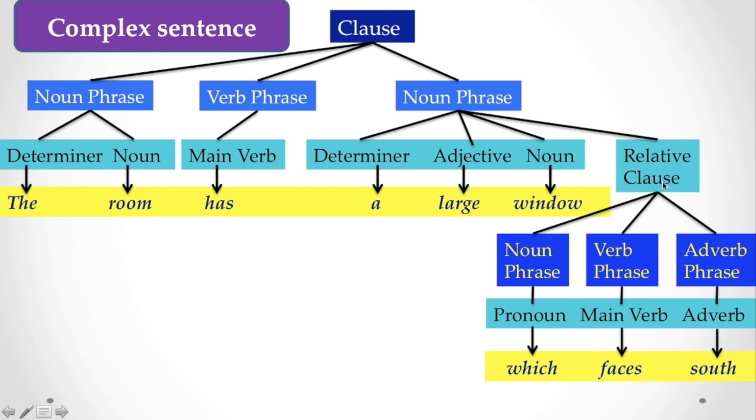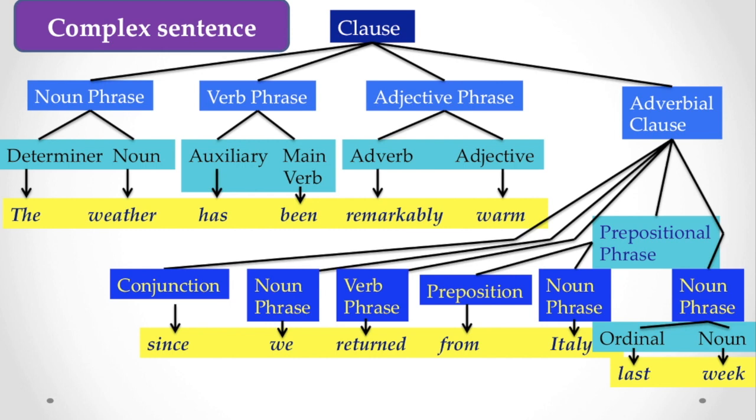This relative clause directly has a relation with this noun phrase. So this is an example of a complex sentence where you find two clauses. One is the main clause and the other one is a dependent or subordinate clause.